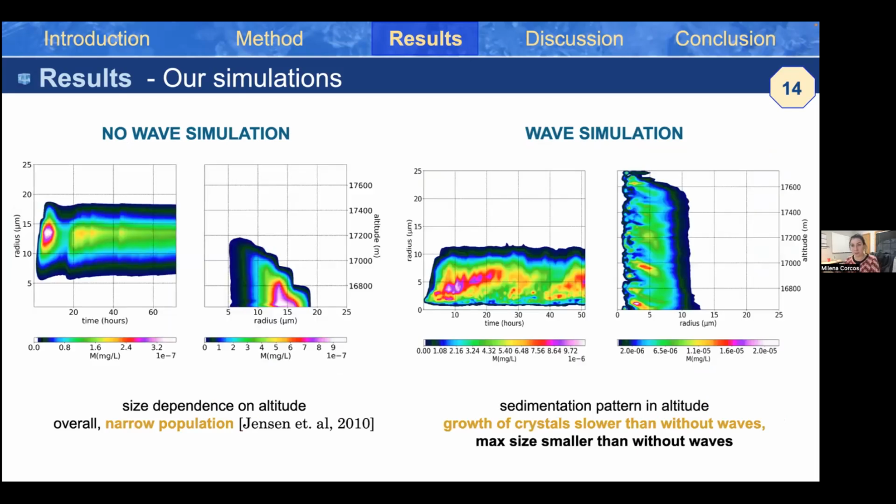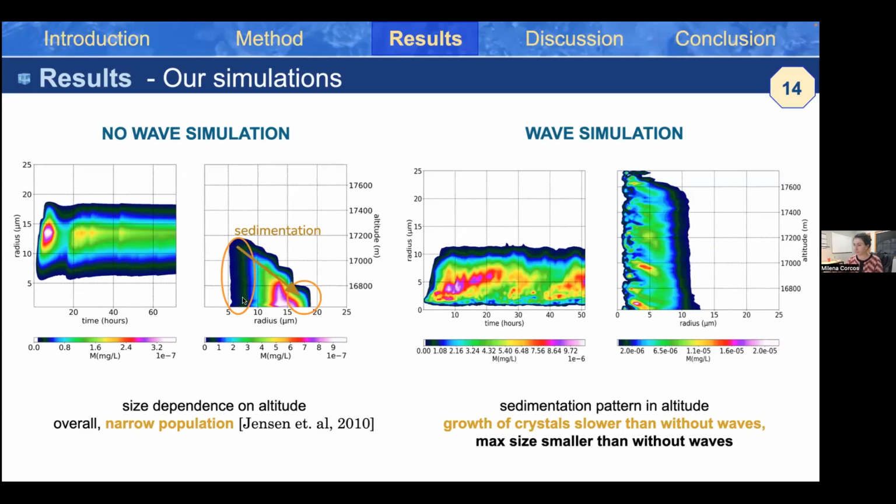Then we can move on to the evolution of the ice crystal population for the 2 simulations with respect to time on the left and with respect to altitude on the right. Without the waves, we can see that the bins of bigger sizes are only filled for the lower altitudes, when the bins of smaller sizes are filled at all nucleating levels. We can explain that very well by the sedimentation of the ice crystals.